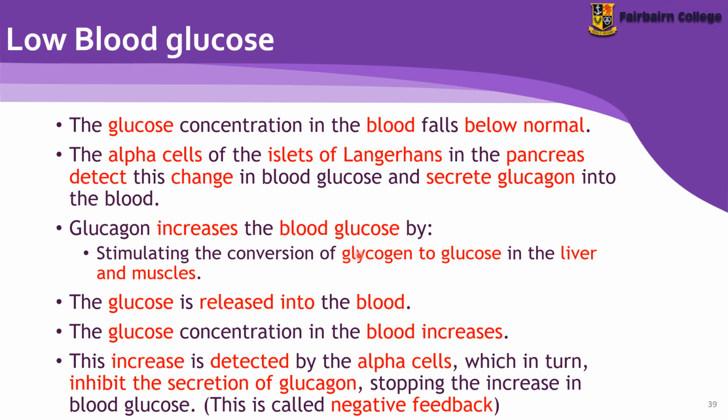It does this by converting the glycogen in the muscle and the liver back into glucose and adding that glucose into the blood to increase the blood glucose levels. So the glucose concentration in the blood then increases, and this increase is then detected by the alpha cells, which in turn inhibit the secretion of glucagon and stop the increase in blood glucose as the blood glucose levels return to normal. Once again, this mechanism is referred to as a negative feedback mechanism.